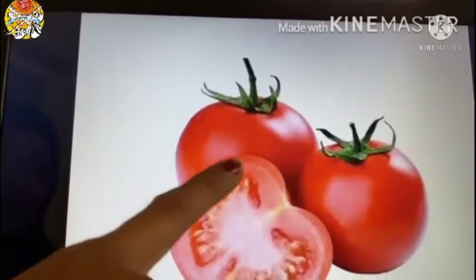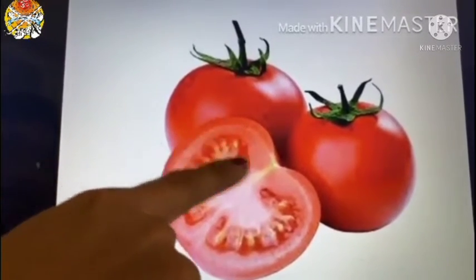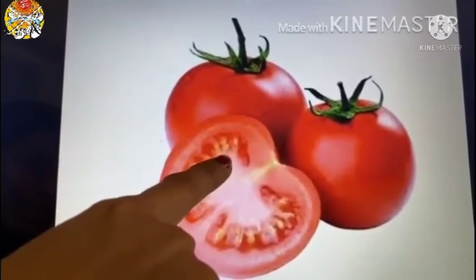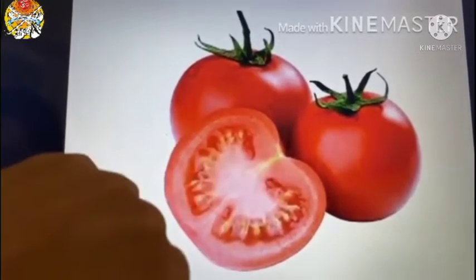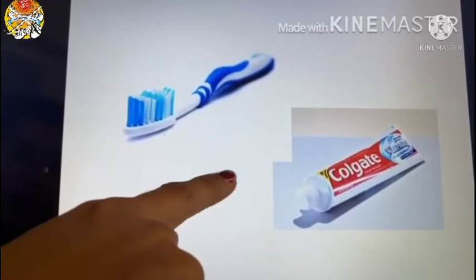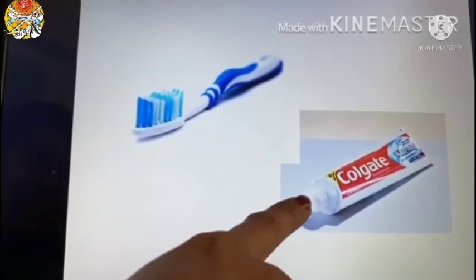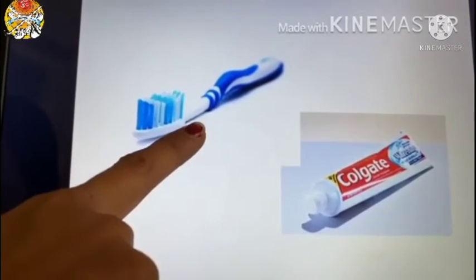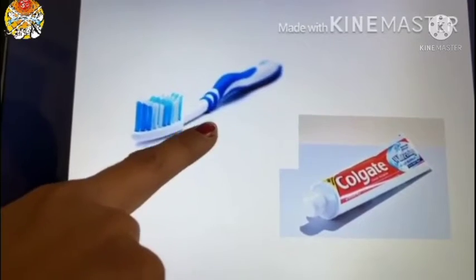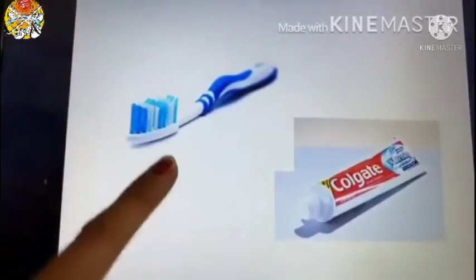T for tomatoes. Tomatoes. And what is the color of tomatoes? Yes, very good. Red. And what is this, children? T for toothbrush and T for toothpaste. Children, do you remember? Related to this, we had learned one rhyme. Which rhyme? Toothbrush.